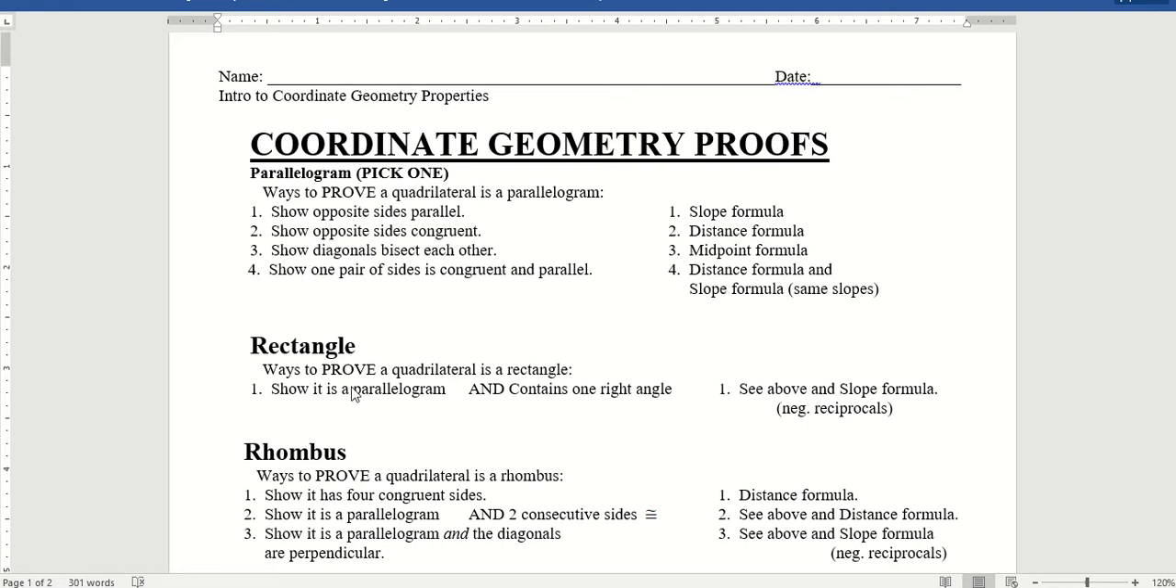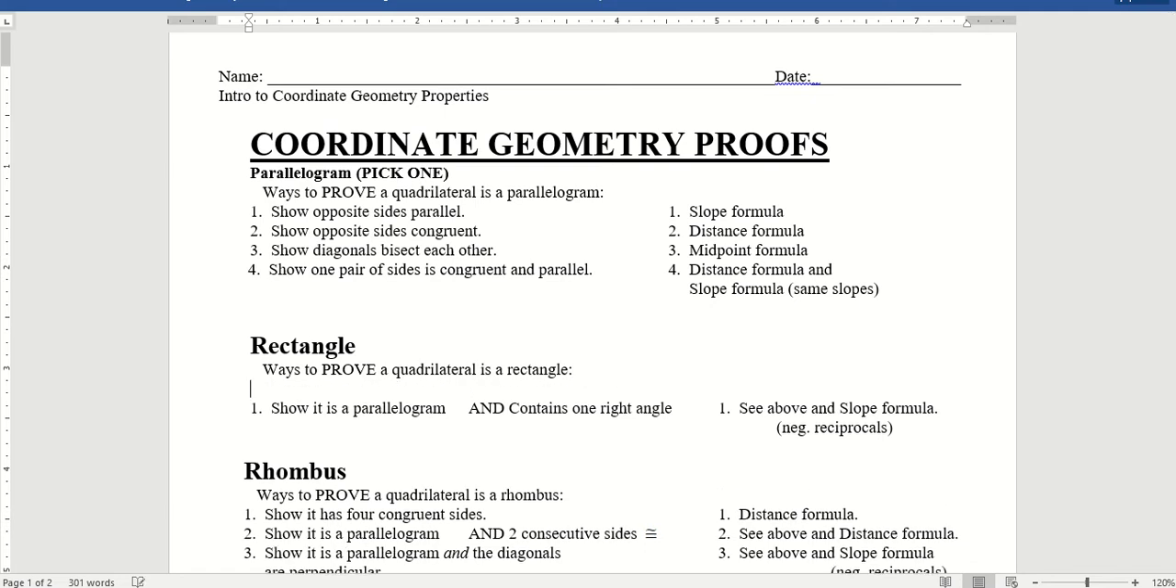For a rectangle, there's actually two methods. The first one, which is the easiest, is to show that all angles are right angles. So we're just going to use the slope formula. And remember, we're looking for negative reciprocals.